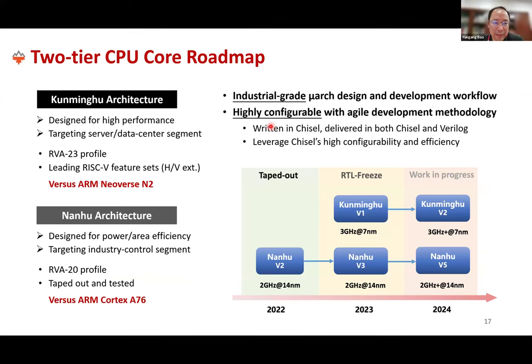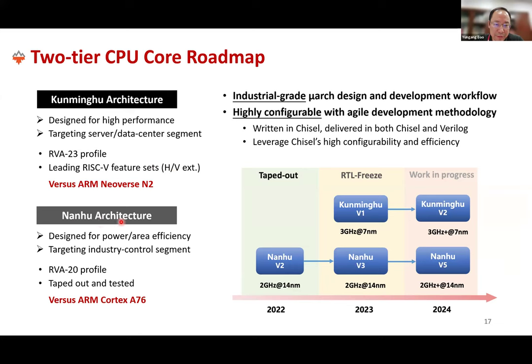XiangShan has a two-tiered CPU core roadmap. One is called the Kunminghu architecture. The other is called the Nanhu architecture. The Kunminghu architecture is designed for high performance. It targets the server and data center segment, and it supports the RVA23 profile and some leading RISC-V features such as the H extension and the V extension. Its performance is comparable to ARM Neoverse N2.